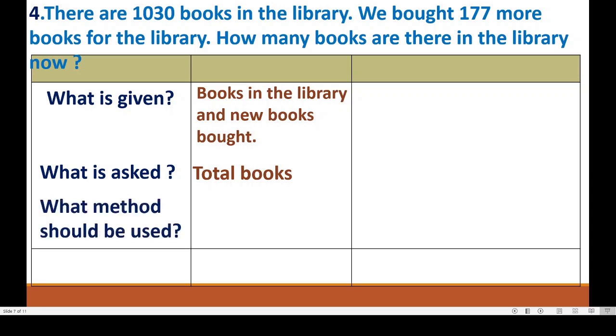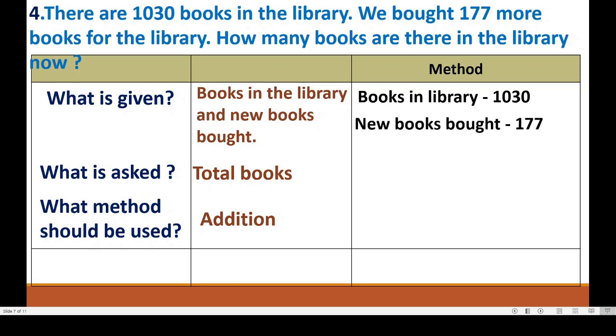And what method should be used here? Again, addition, isn't it? Now method. See this, books in library 1030. New books bought 177. Now here a 4-digit number is given and here a 3-digit number.